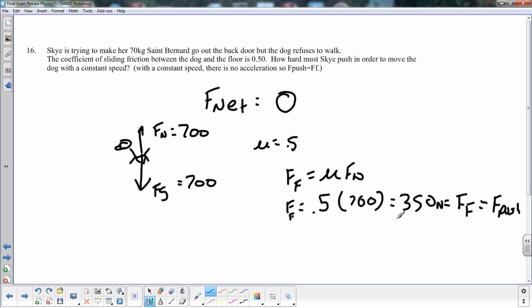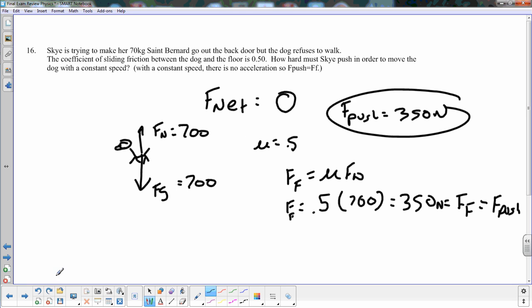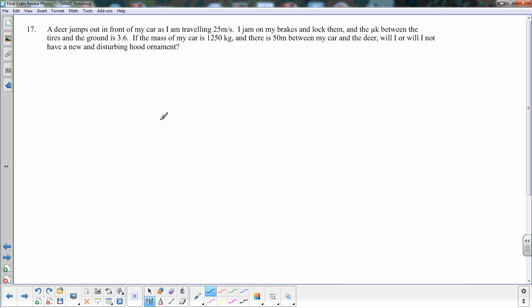All right, here we get into some more complicated and fun problems. A deer jumps in front of my car as I'm traveling 25 meters per second. This is going to be a lot of everything. We'll start out with VI, VF, A, T, D. VI, we're starting out at 25 meters per second. Jam on my brakes and lock them. The mu between the tires and the ground is 3.6. My car has a mass of 1,250 kilograms, and there's 50 meters between my car and the deer. Will I or will I not hit the deer?